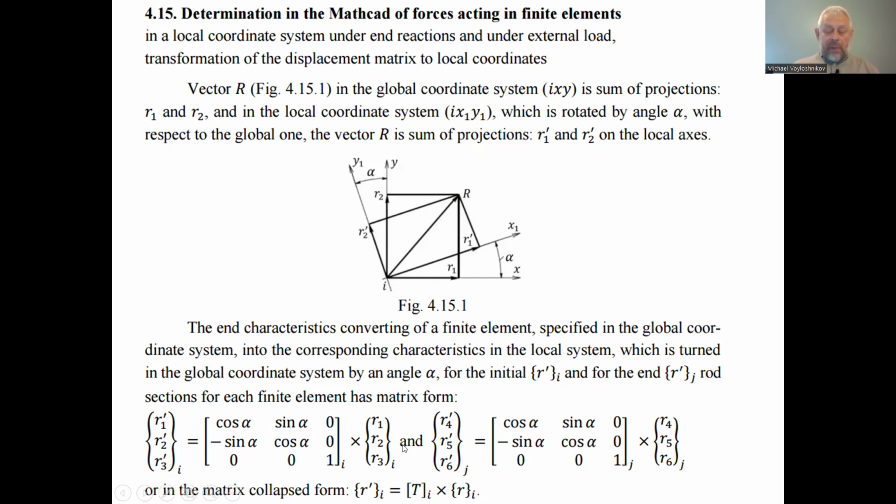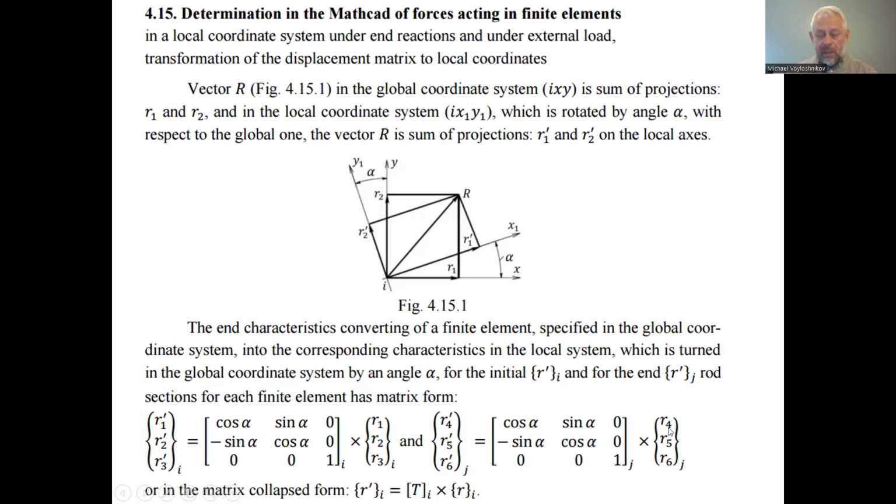When we have the coordinates in the global coordinate system, we can find them in the local one by the product of the cosine matrix: cosine alpha, sine alpha, minus sine alpha, cosine alpha, the angle of inclination of the local coordinate system relative to the global, multiplied by the vector of coordinates in the global coordinate system. This is for the beginning of the rod. We can find the coordinates of the same vector, the beginning, in the local coordinate system. The same we can do for the end of the considered rod.